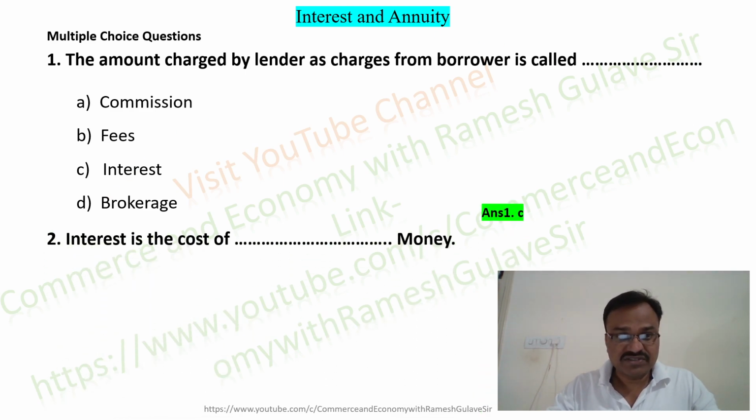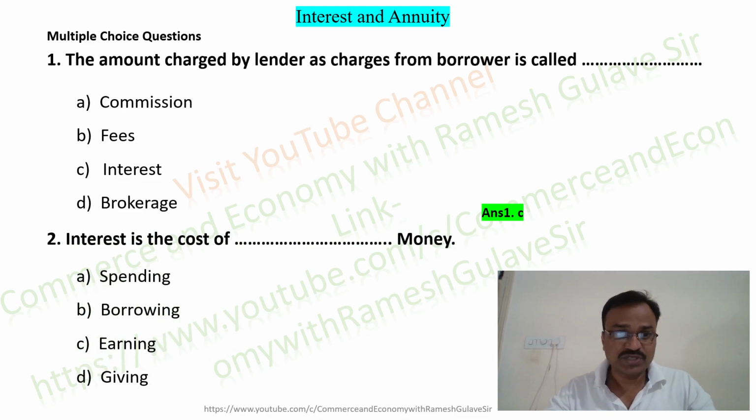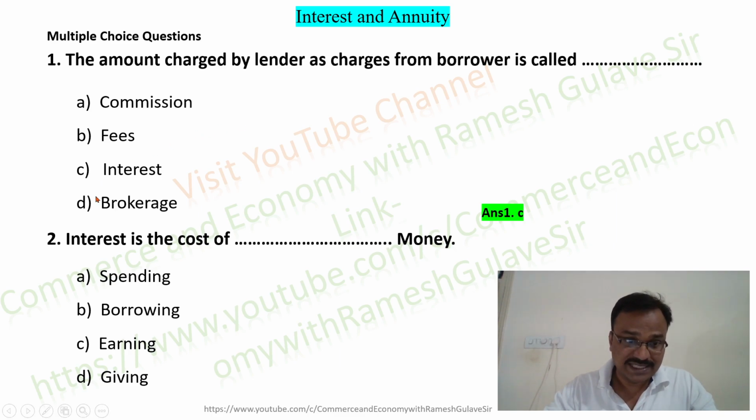Let us move on to the next question and it says interest is the cost of dash money, and options are spending, borrowing, earning and giving. So interest is the cost of borrowing money basically. So here option B is the right answer.